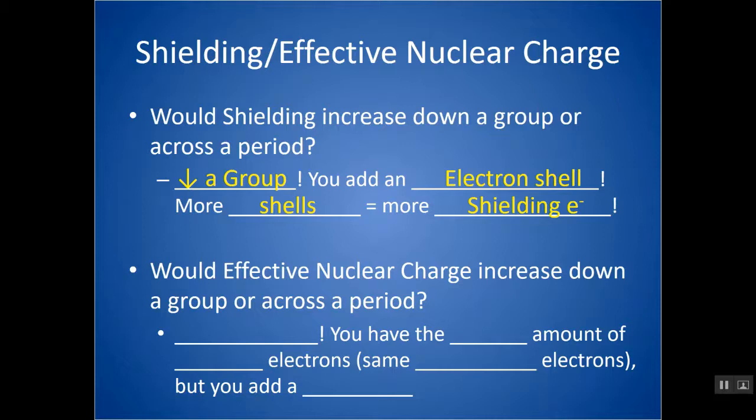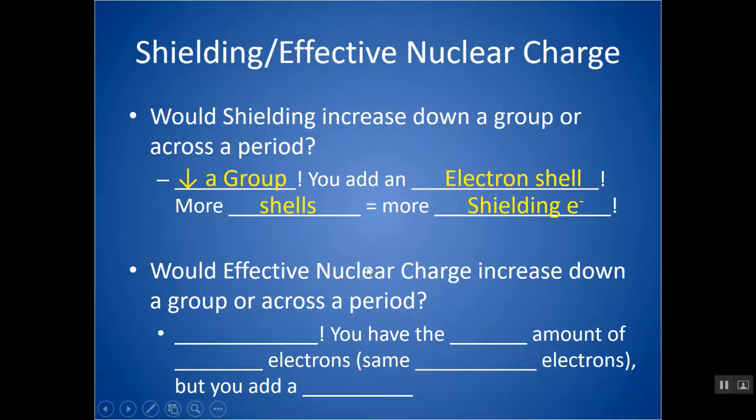Instead of using shielding, what we can really be talking about is if you're adding an electron shell, you're increasing the distance. And remember that distance is one of those things that affect the Coulombic force of attraction between charged objects. You increase the distance, you decrease the Coulombic force of attraction. So when we're talking about going down a group, we're going to be using a distance or a shell argument.